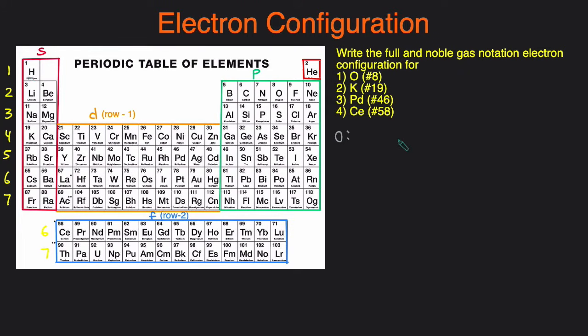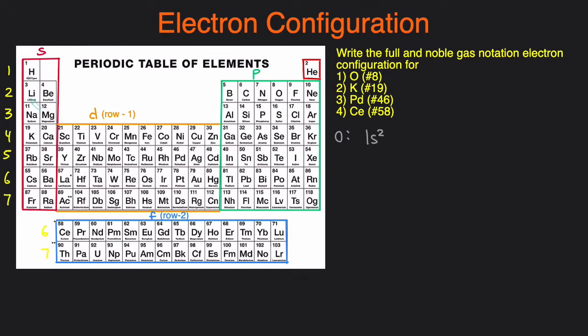This is in the 1s block, so we'll put 1s. And then how many steps do we have to walk in this block until we reach the element that we want? We're going to have to walk one step and two steps because this is technically helium over here. So that'll be 1s2.